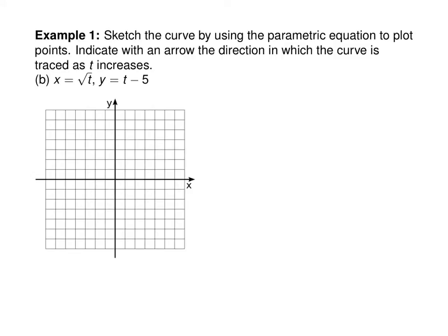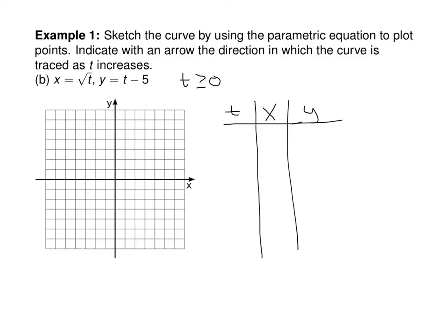Alright, sketch the curve given by x equals root t and y equals t minus 5. In this case, we do have an implied domain that t is bigger than or equal to 0. t cannot be less than 0 because you cannot root negative numbers. So let's make our table again, t, x, y. When t is 0, x is 0, and y is -5.